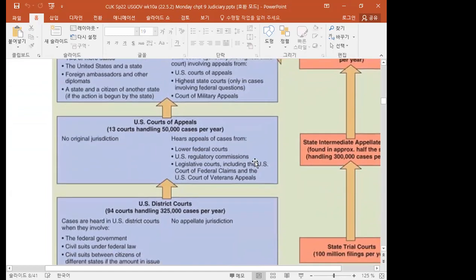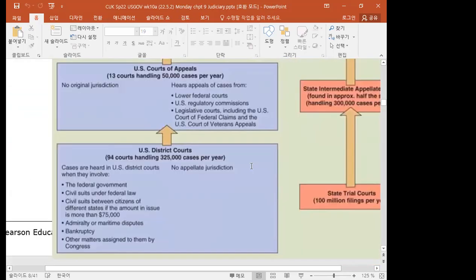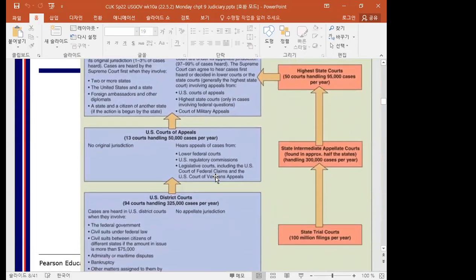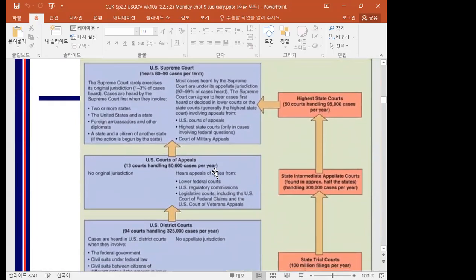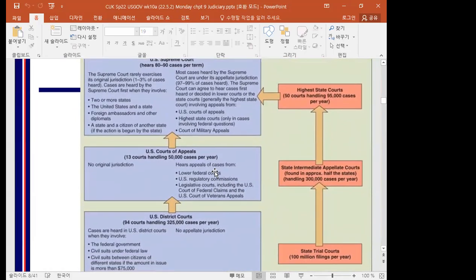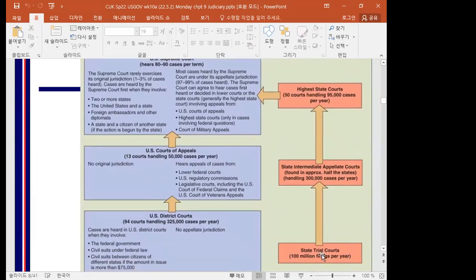And then there are the U.S. district courts, which are 94 courts handling 325,000 cases. Compare that with the state courts. These are key courts that include criminal cases. State trial courts have 100 million filings per year, in Mississippi, Ohio, California. And then the appellate courts within the states handle approximately 300,000 cases per year from all of these cases that are heard.